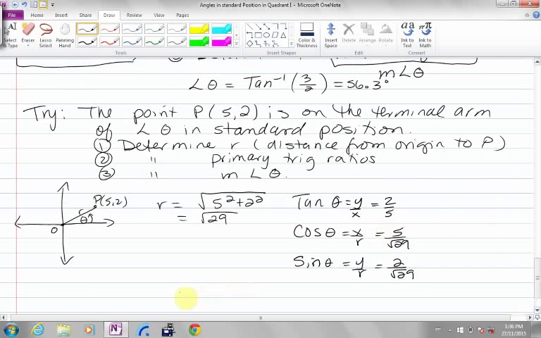So then the measure of angle theta, we can pick any of these ratios. I'm going to use tan again just because I don't have to type a radical into my calculator. And 21.8 degrees. Yes? Everybody able to do all that? Make sense? Pretty easy, right?